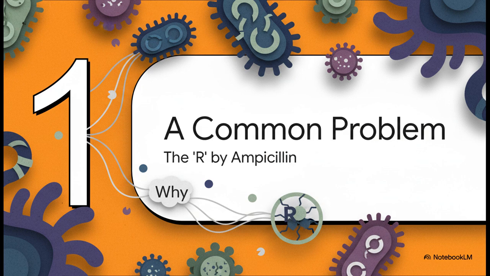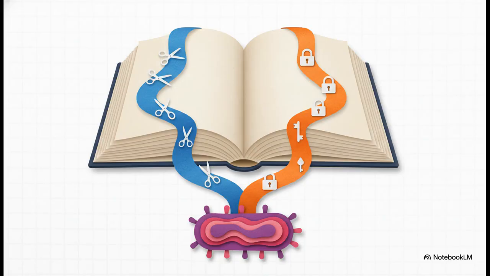Okay, so let's start with the problem itself. That big R for resistant next to ampicillin, it's a critical piece of information for sure, but it's also incomplete. It tells us what the problem is, but it doesn't tell us why. And you know, in microbiology, the why is absolutely everything. Think of it like this. The resistance you see on that report is like the final chapter of a story. But here's the twist. That story could have been written by one of two completely different authors. And if we want to treat the infection correctly, we have got to figure out which story we're actually in.